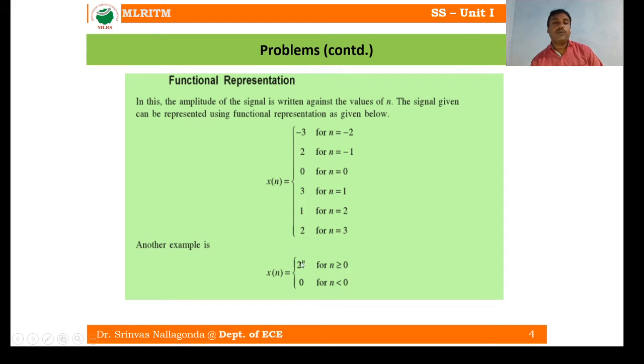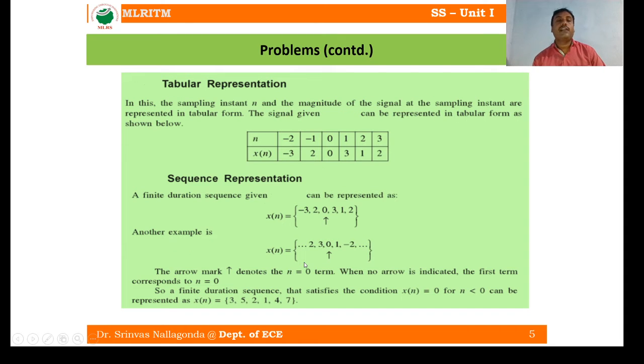Now substitute n is equal to 1 here. So what is 2 power 1? That is 2. So at n is equal to 1 instant, amplitude is 2, and so on. This way you are representing a function. x of n is equal to 2 power n. x of n is represented in terms of n. So that is a functional representation.